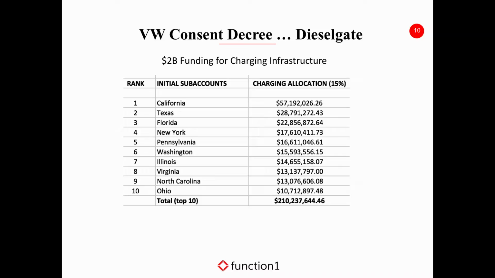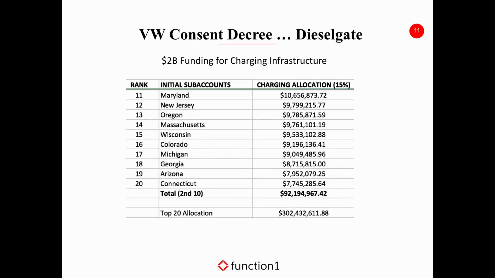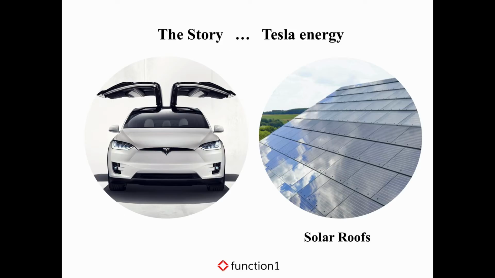So California is number 1, 57 million. Florida here is number 3 at 22 million. The top 10 states is 210 million. Going on, the next 20 states is 92 million. So total top 20 states, there's $2 billion for 50 states, is $302 million. So there's real money out there to purchase and install this stuff, right?